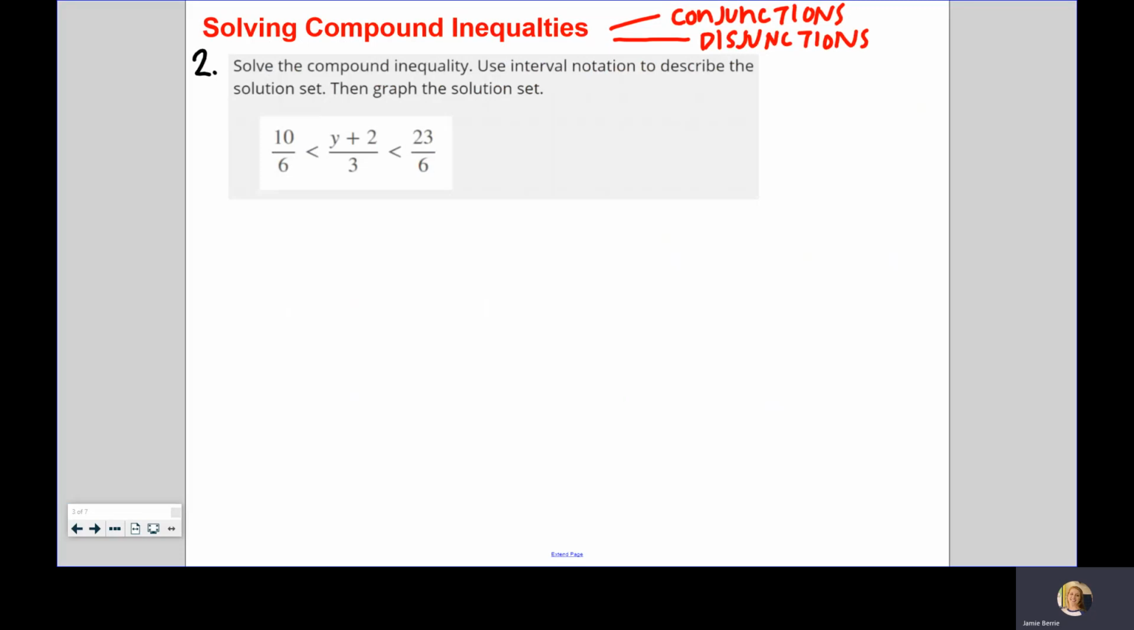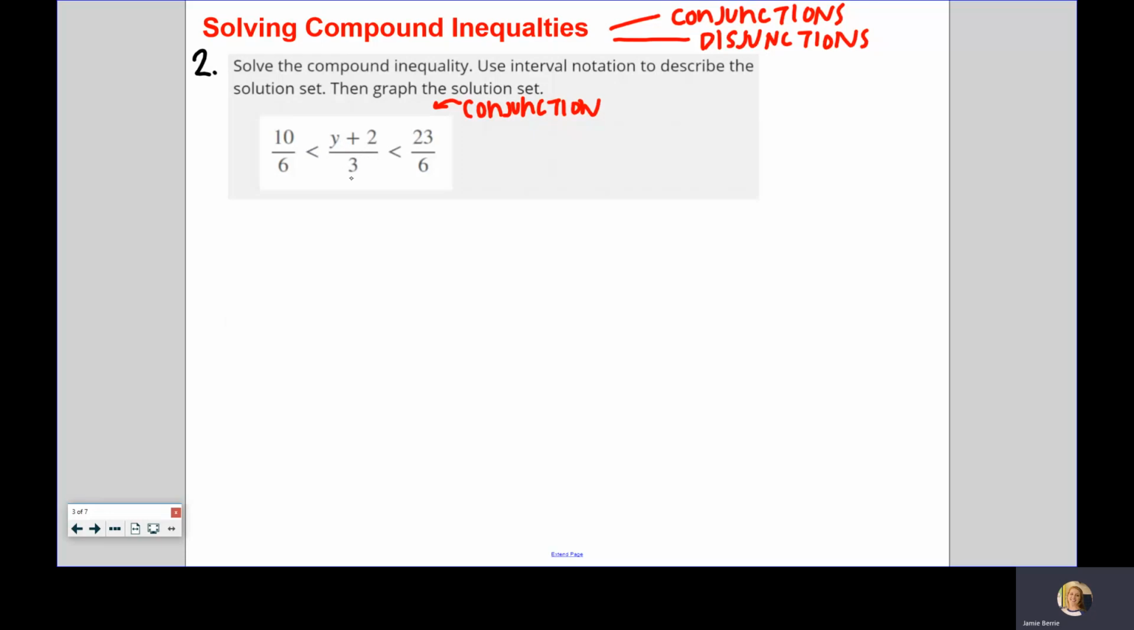Same or similar directions here. It says solve the compound inequality. Use interval notation to describe the solution set. Then graph the solution set. Okay, so we have 10 over 6 is less than y plus 2 over 3 is less than 23 over 6. All right, so your goal here, again, this is called a conjunction. A conjunction is where you just have 2 inequalities and they're kind of smashed together. So anytime you're working with a conjunction, your goal is to get the variable in the middle by itself. You're trying to get y by itself here.